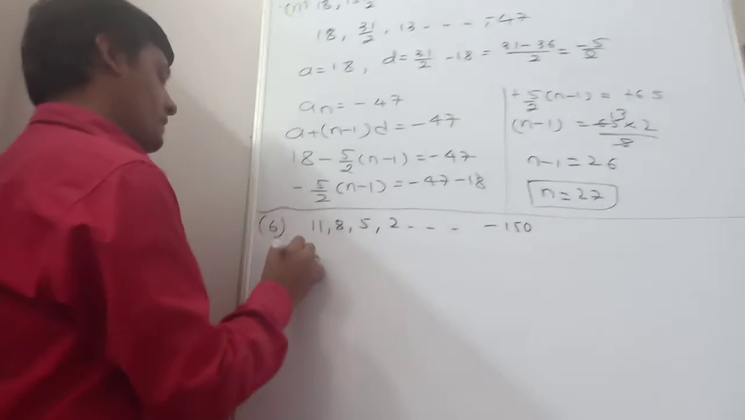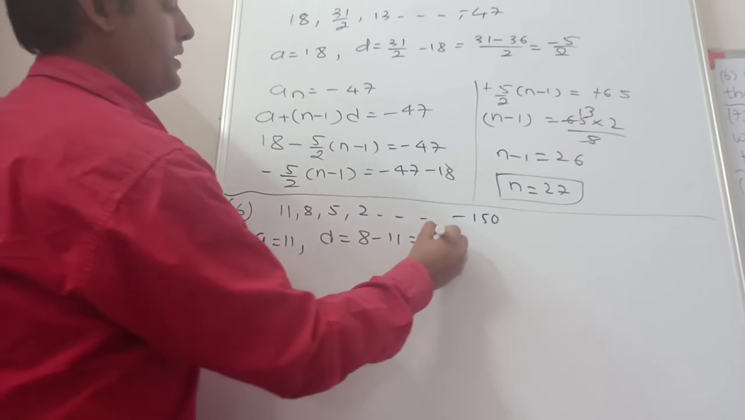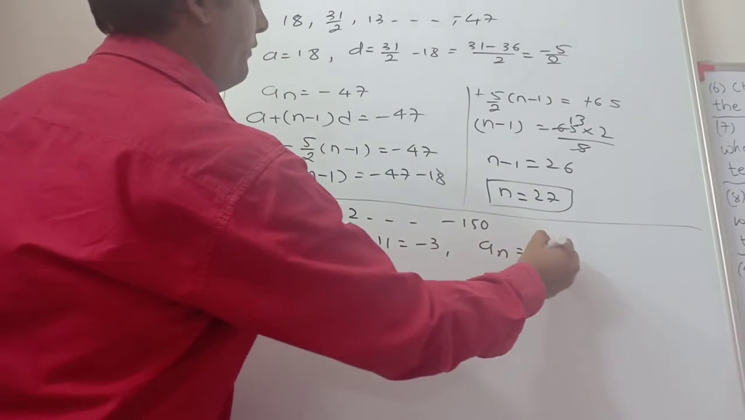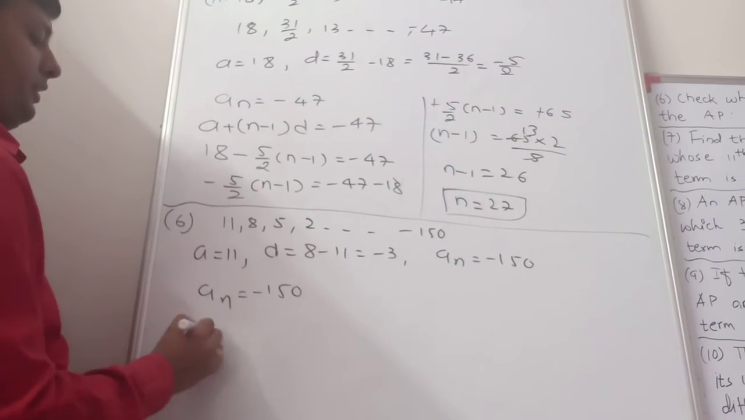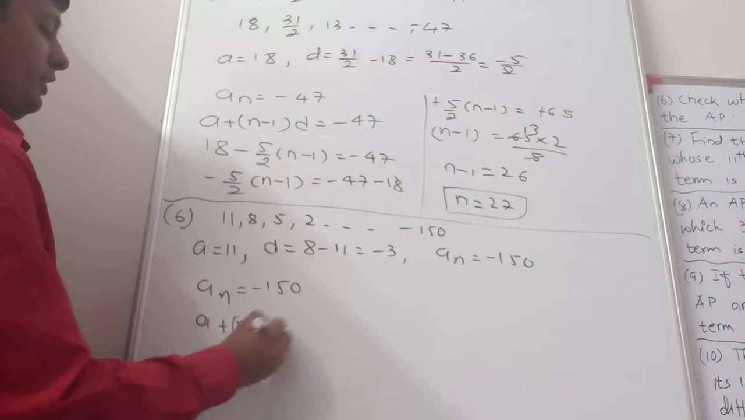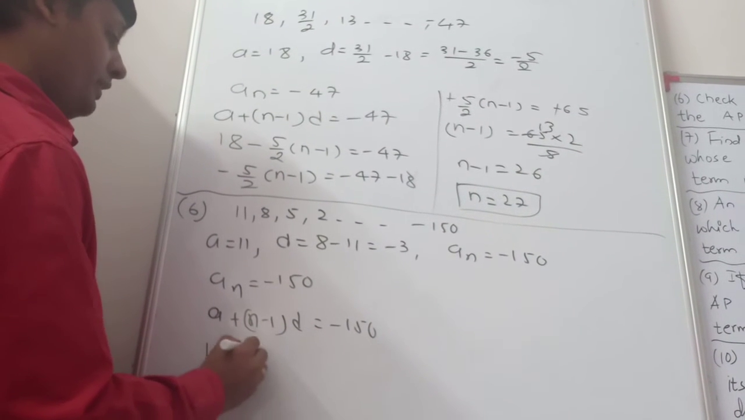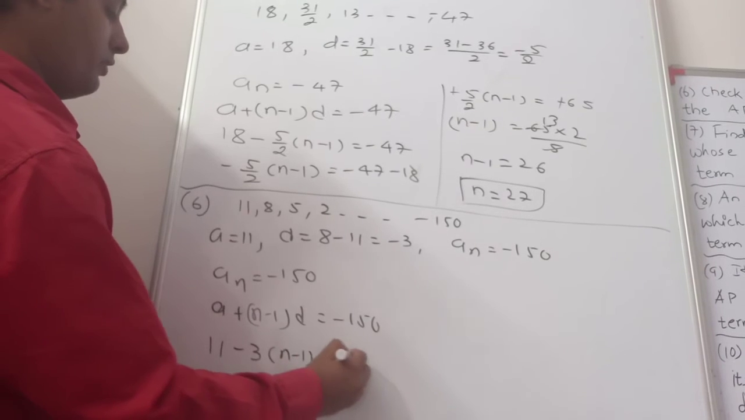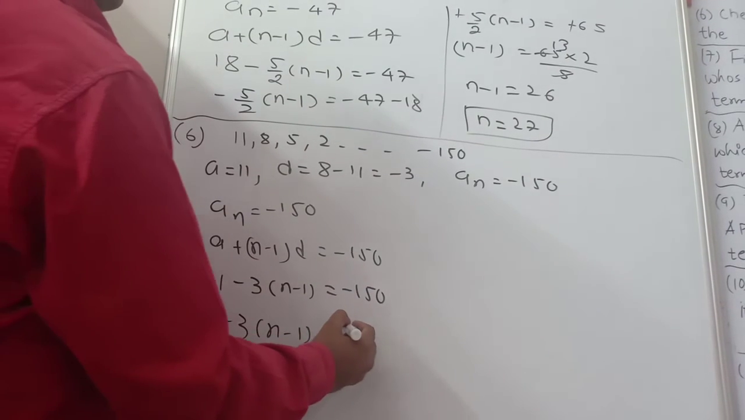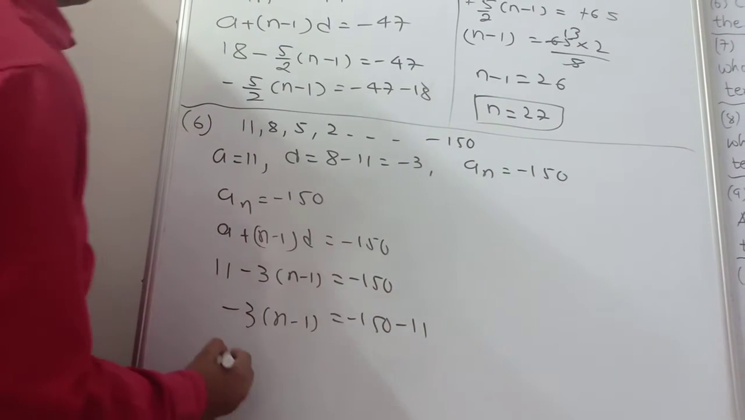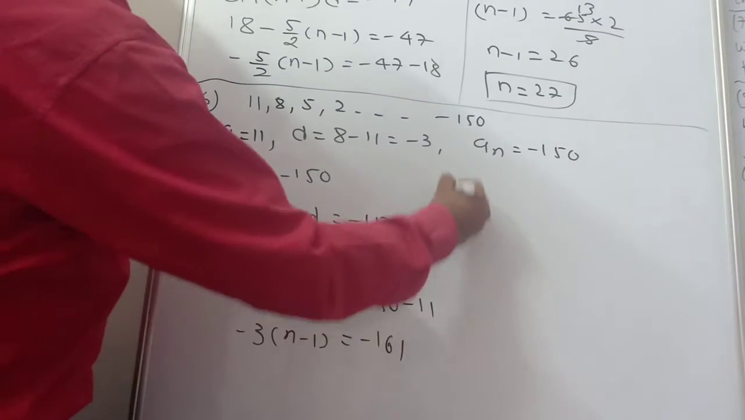Now, A is equal to 11. Common difference: 8 minus 11, that means minus 3. Let's consider minus 150 to be a term, so An is equal to minus 150. A plus n minus 1 into D is equal to minus 150. A is equal to 11, D is minus 3, so minus 3 into n minus 1 is equal to minus 150 minus 11. So minus 3 into n minus 1 is equal to minus 161.